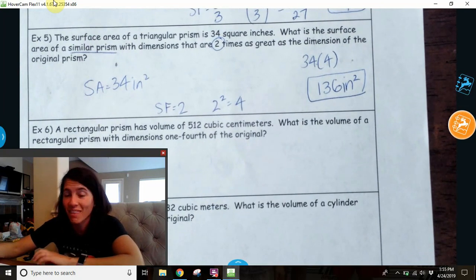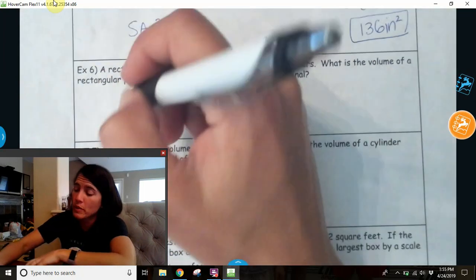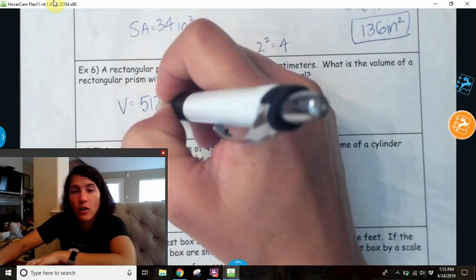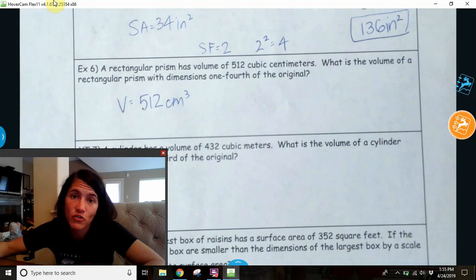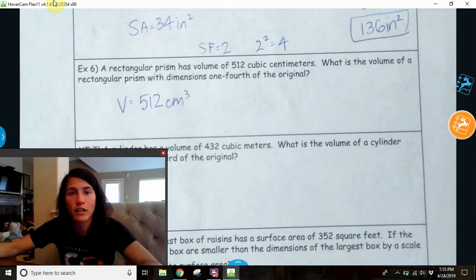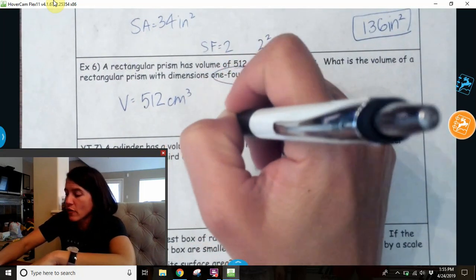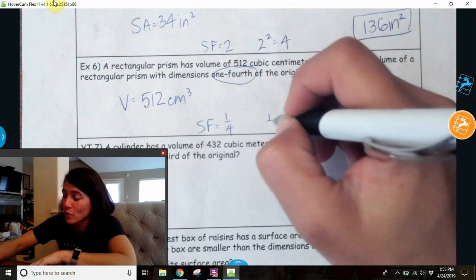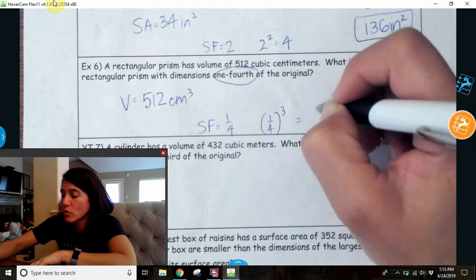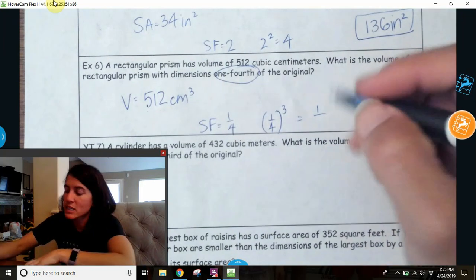Okay. So number 6, a rectangular prism has a volume of 512 cubic centimeters. And it's important that you know if you're doing volume or if you're doing surface area. What is the volume of a rectangular prism with dimensions 1/4 of the original? So my scale factor is 1/4. And since we're talking about volume, I know that means 1/4 cubed, which is 1/64.